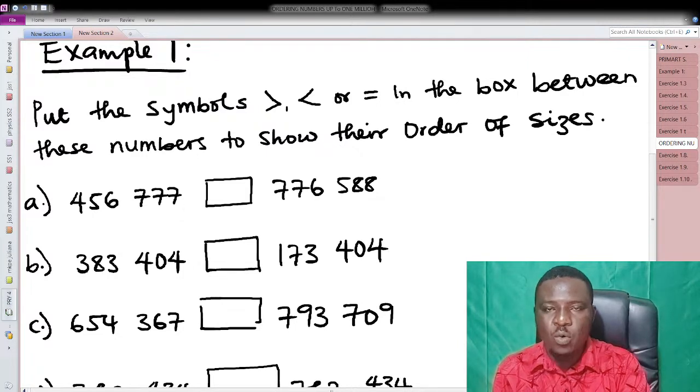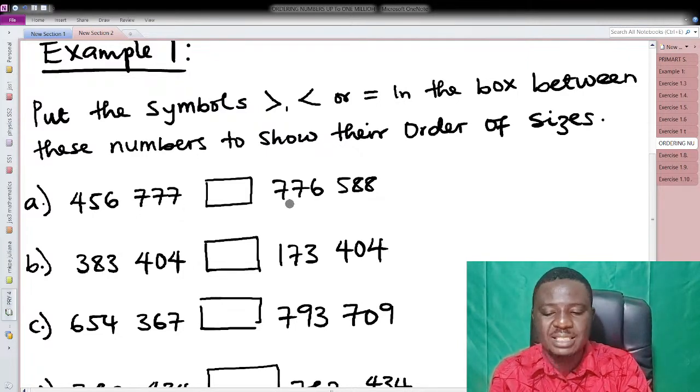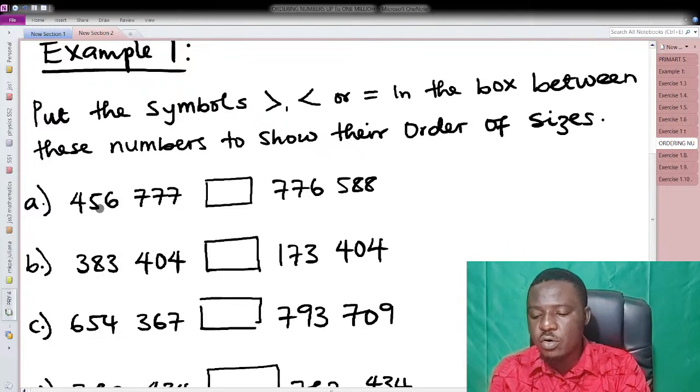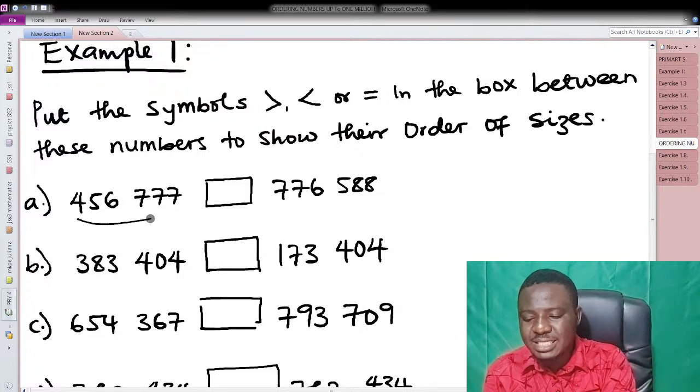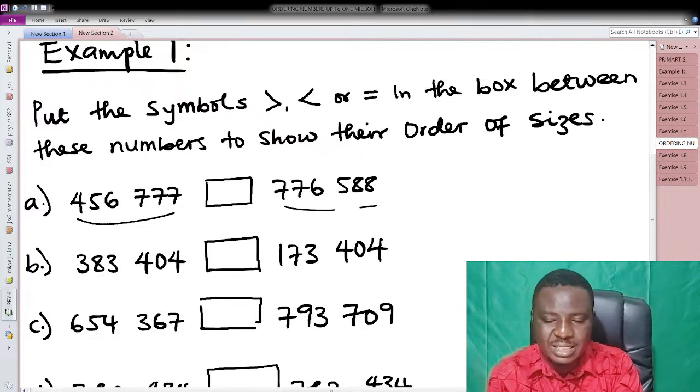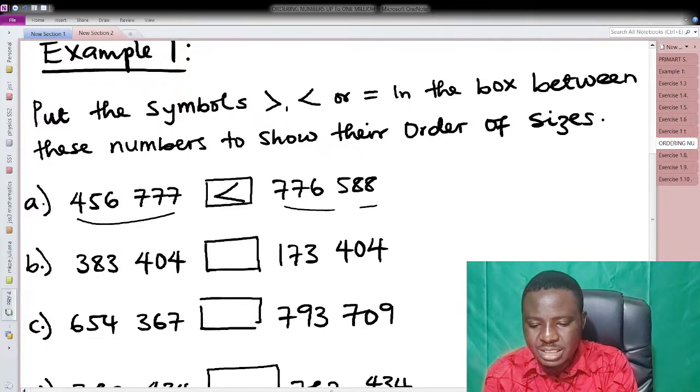456,777. Now, what can you say about this number and 776,588? Now, I know that 776,588 is greater than 456,777. That means this is less than this. So I'm going to use the symbol for less than. So that means this is less than this.